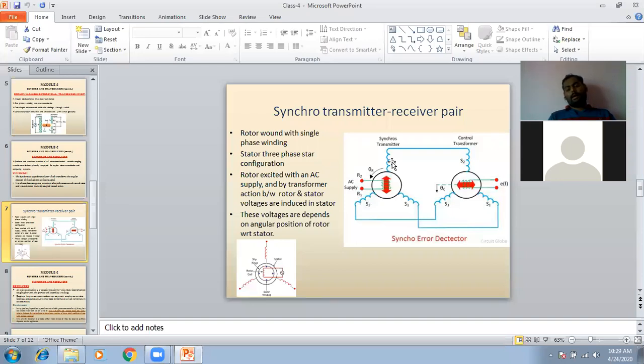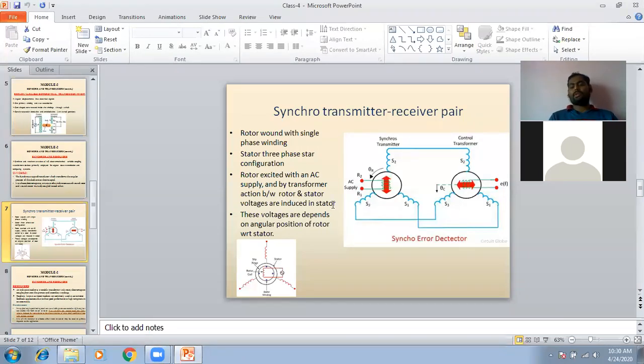angle displaced by a particular machine or particular machine shaft, right? So these voltages depend upon the angular position of the rotor with respect to the stator. The rotor is excited by the AC supply, and by the transformer action between the stator and the rotor, the voltages are induced in the stator, right?